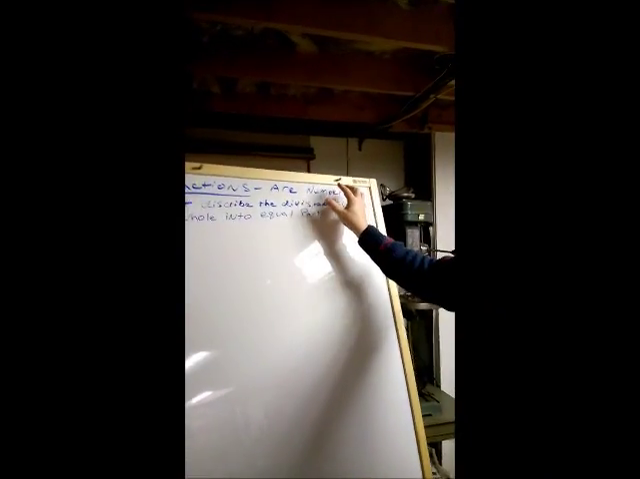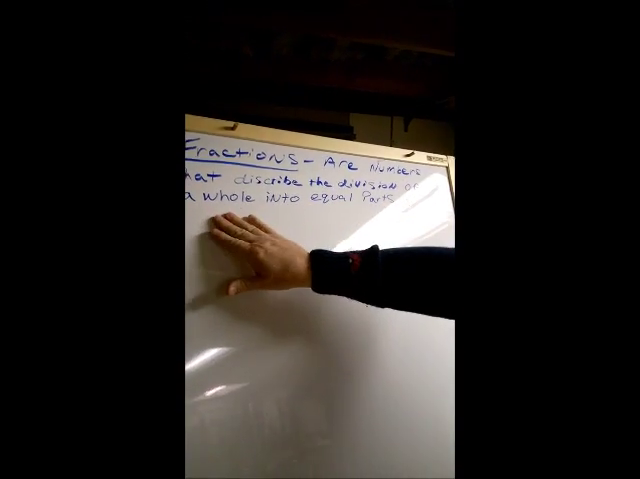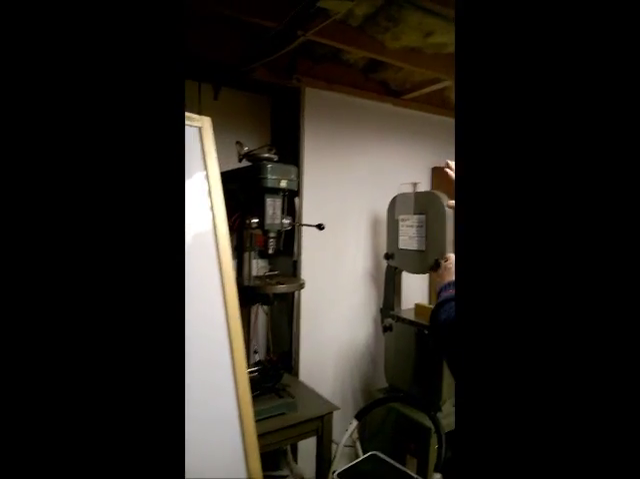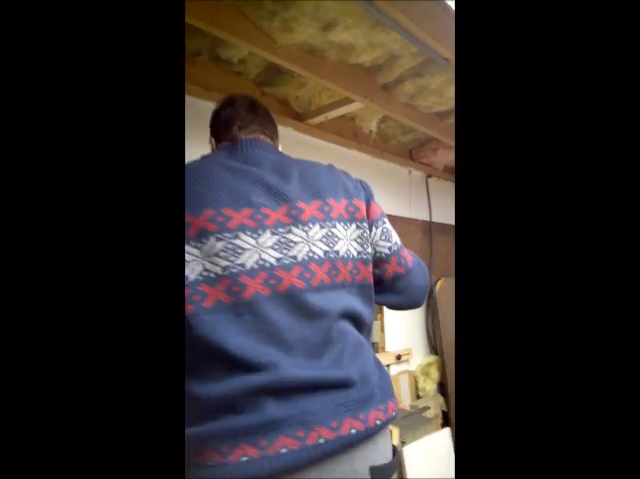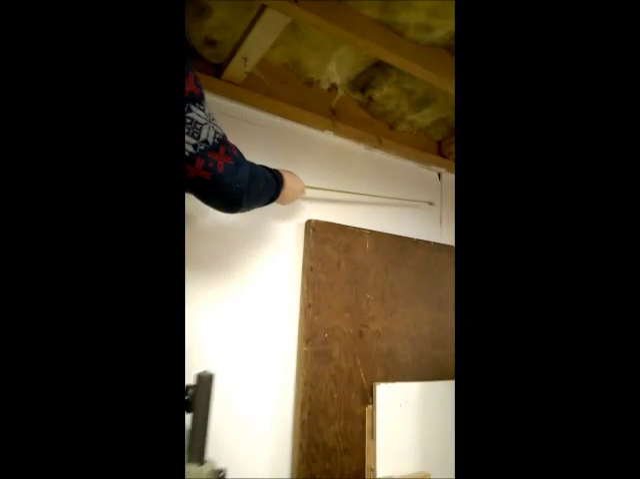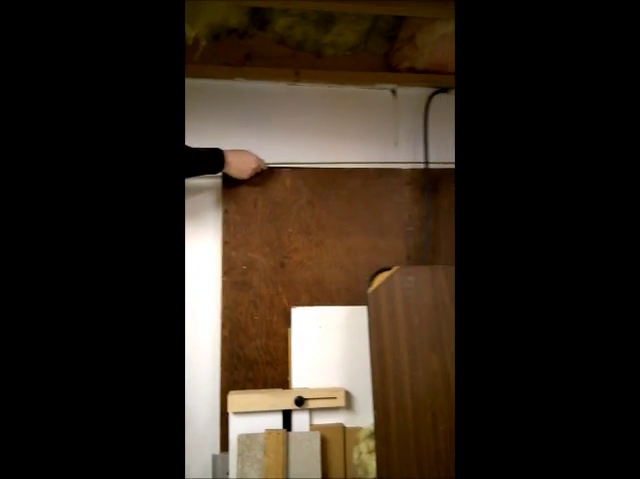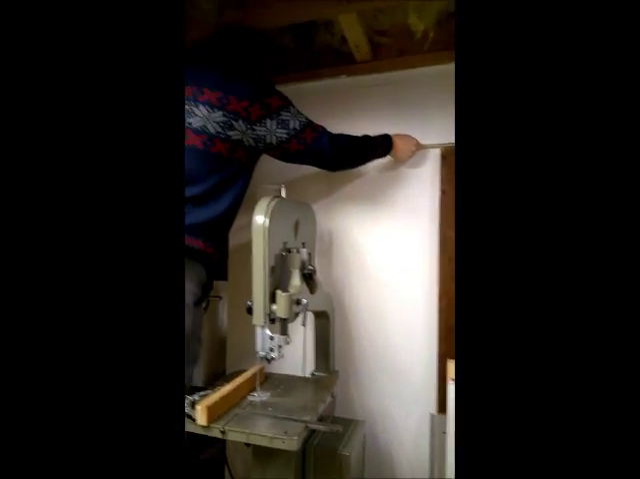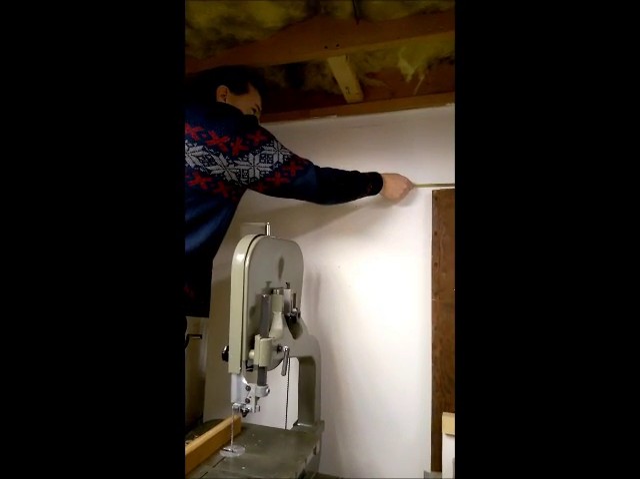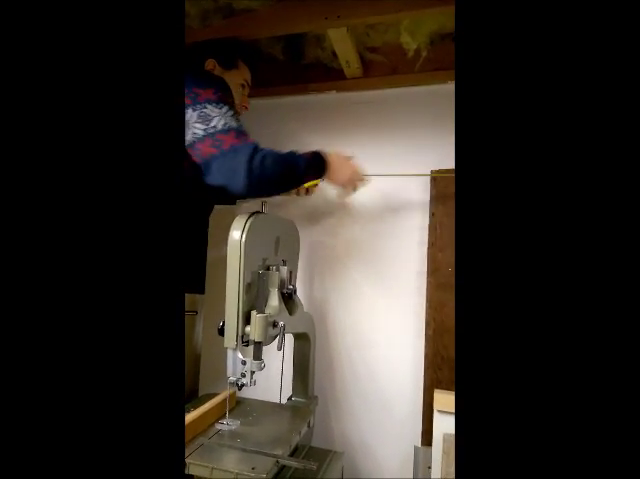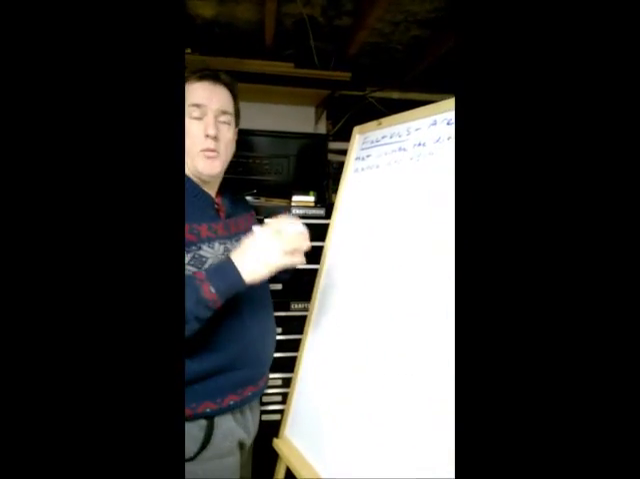If you look at the definition of fractions here, fractions are numbers that describe the division of a whole. Right now, the whole is my whole wall length. If I measure this whole length, it comes out to about 86 inches. It's about 86 and a half, but I'm going to use 86 inches. So my whole is 86 inches.